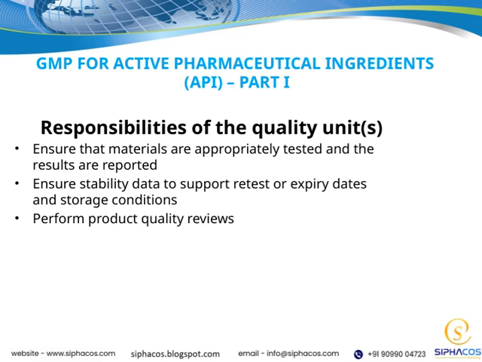They also need to make sure that the results from these tests are accurately reported, providing transparency and traceability. Next, the quality unit must confirm that we have solid stability data. This data supports our decisions on retest or expiry dates, as well as storage conditions. Essentially, they help us ensure that the product remains effective and safe throughout its shelf life.